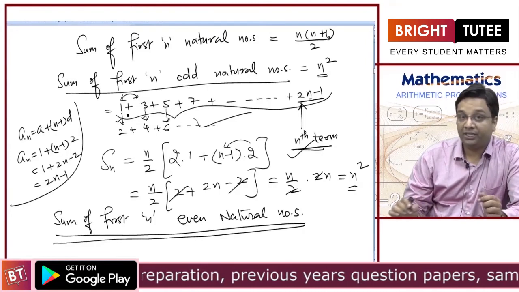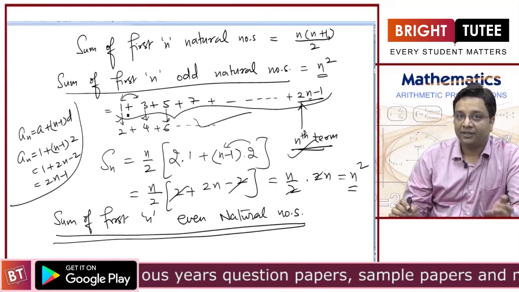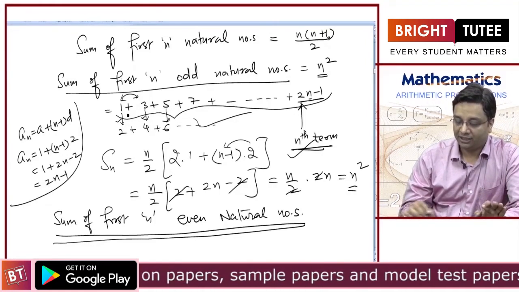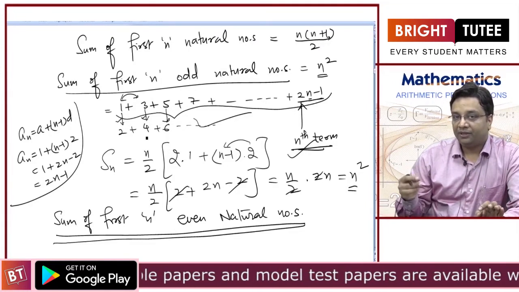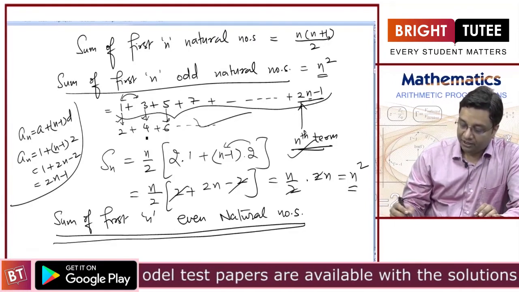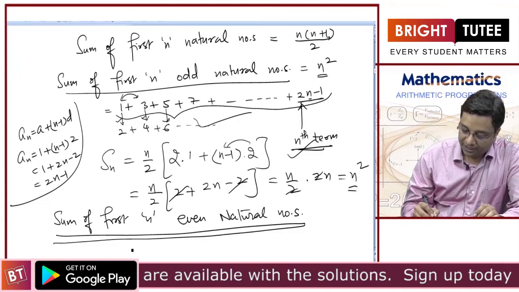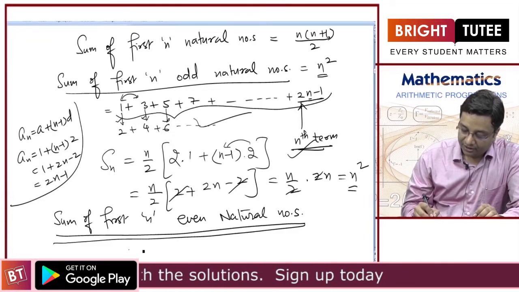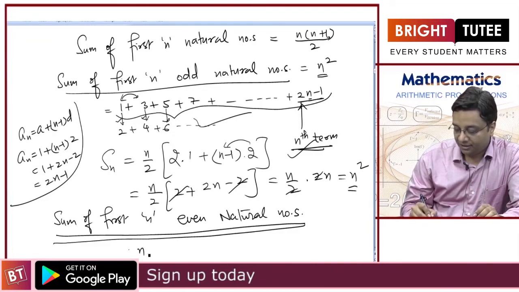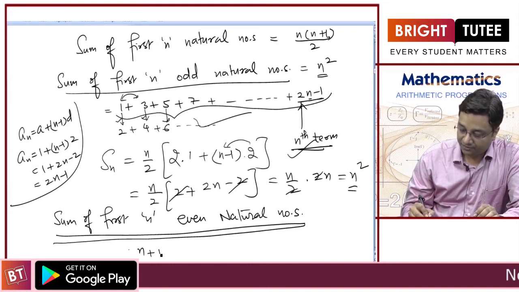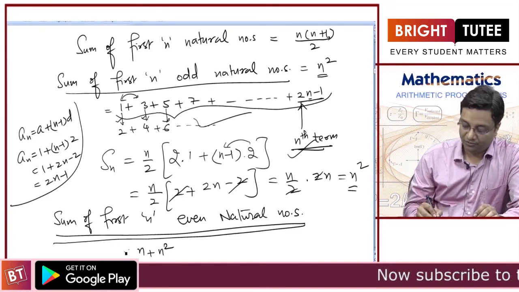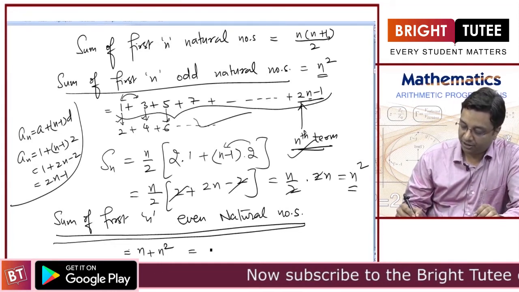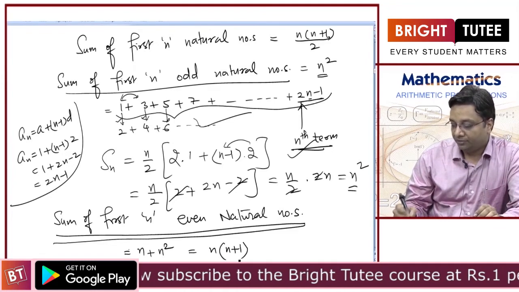That means, how many times do I add 1 in this? n times. Obviously n terms are there, so I add 1, 1, 1 n times, right? So if I add n in sum of odd natural numbers, it will give me sum of first n even natural numbers, which will be equal to n into n plus 1.